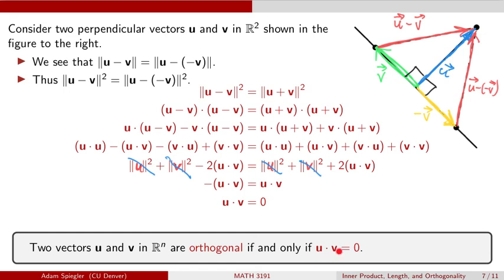This gives me a really quick way to check whether two vectors are perpendicular or not. I take the inner product of those two vectors. If I get 0, those two vectors are orthogonal. If I get something not equal to 0, then those two vectors are not orthogonal.